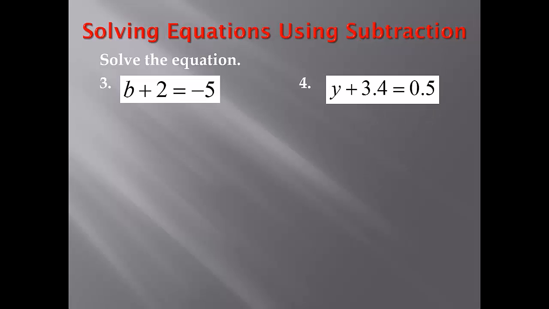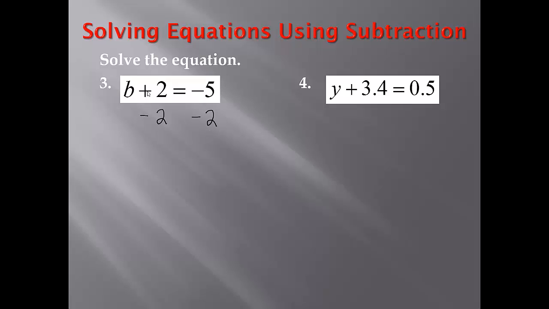Now we're going to solve equations using subtraction. So for number 3, we have b plus 2 equals negative 5. In our problem, we're adding 2. So we're going to do the opposite, or the inverse operation, which would be to subtract 2. We'll subtract 2 on the left and on the right.